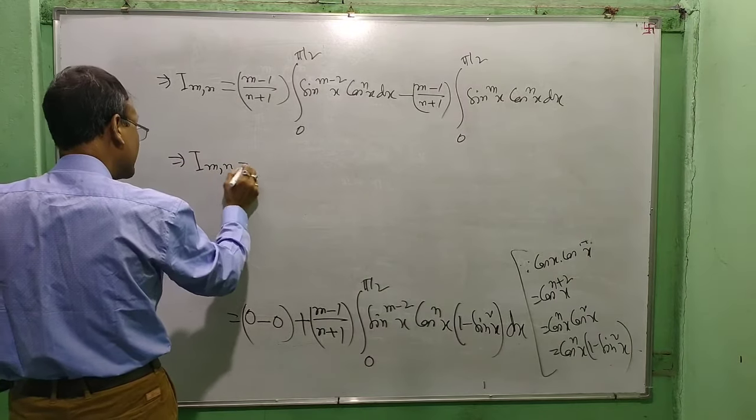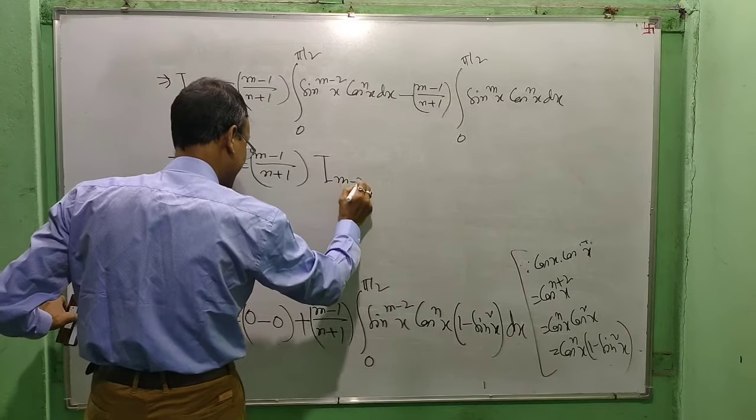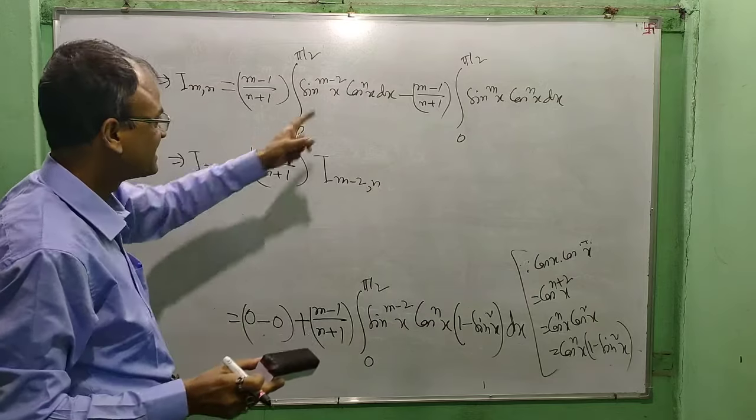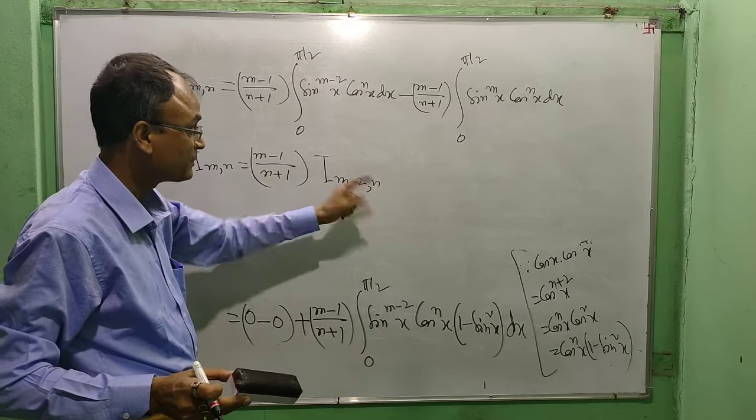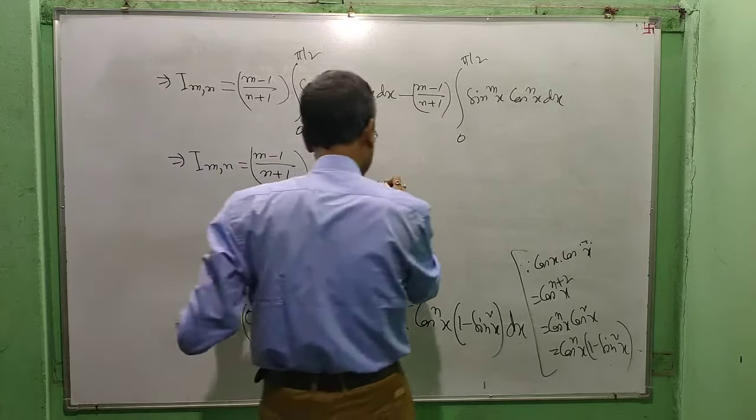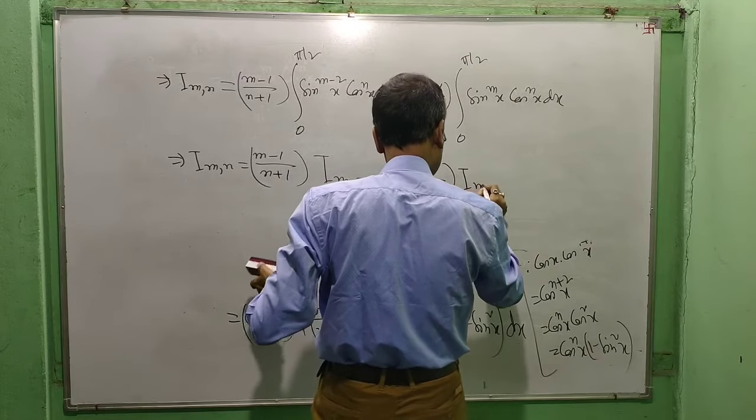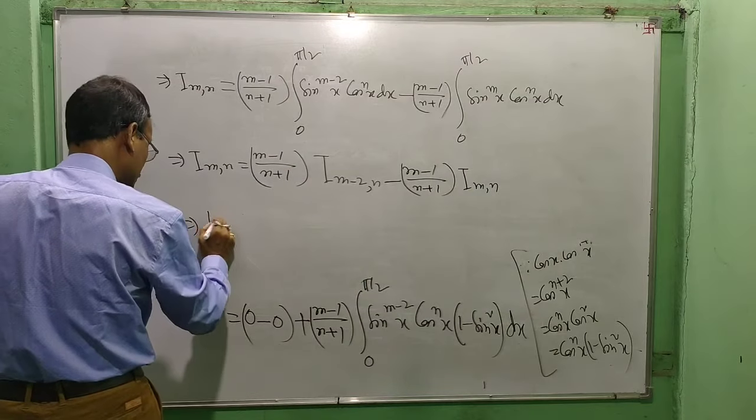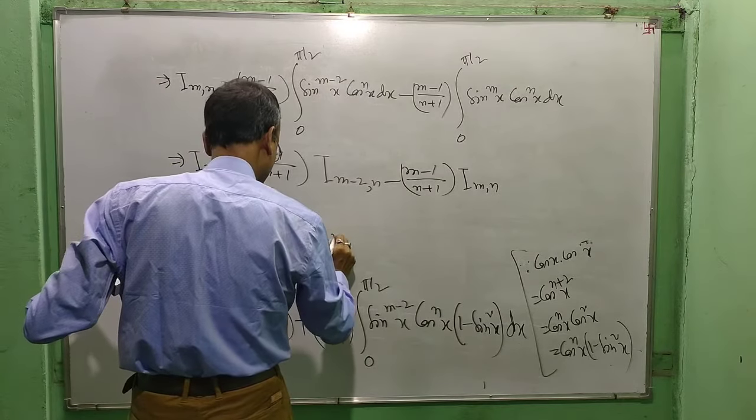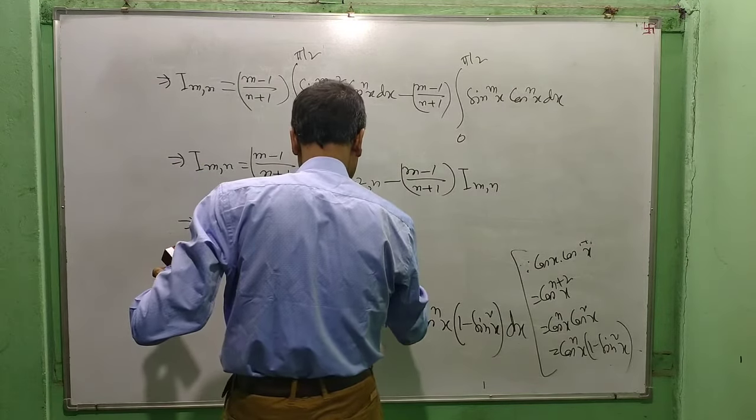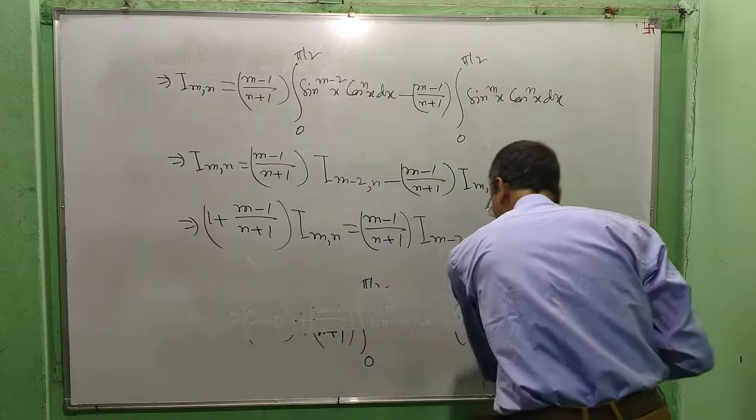This means I_{m,n} equal to (m minus 1)/(n plus 1), it is nothing but I_{m-2,n}. Sin x whole to the power m minus 2. Before comma, we should write m minus 2, after comma, we should write n. Minus (m minus 1)/(n plus 1) I_{m,n}. This means 1 plus (m minus 1)/(n plus 1) I_{m,n} is equal to (m minus 1)/(n plus 1) I_{m-2,n}.